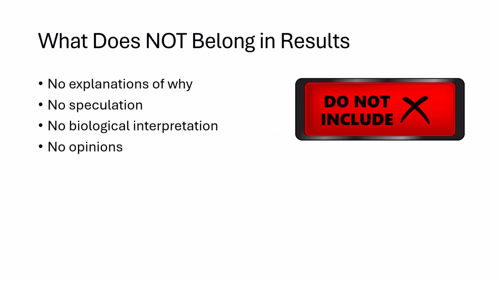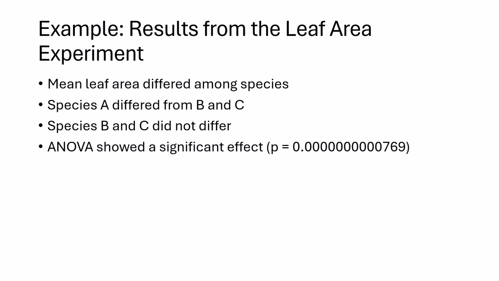This is where a lot of students accidentally drift into the discussion without realizing it. If you start using words like "because," "this suggests," or "this might be due to," you're no longer just reporting, you're interpreting. That kind of thinking belongs in the discussion. The results section should stick to what the data and statistics actually show.